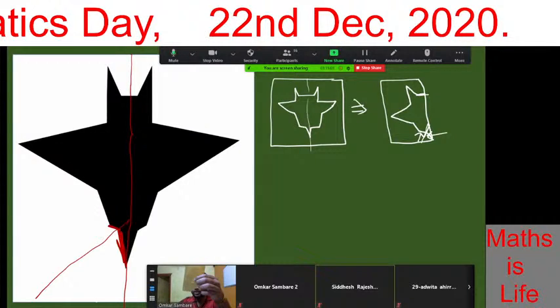Only this boundary we have now. Only this part we have to cut out. The previous part which we had, it is not there now.